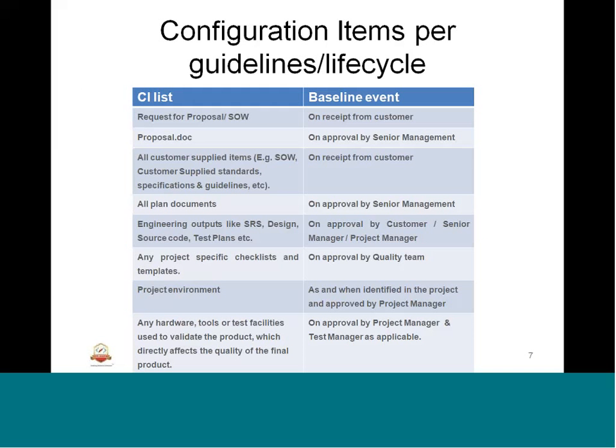Then we went through a few example lifecycle CIs and the baseline, various baseline events that are going to happen for that particular CI. For example, the project environment can also be a CI. As and when it is identified in the project, suppose some new tool, new configuration data from the customer or some technical documents arrived, that also will be part of the CI list, and it has its own chain of approval and all that mechanism. Based on that, that is called a baseline event, and a particular baseline event will identify that particular configuration identification item.